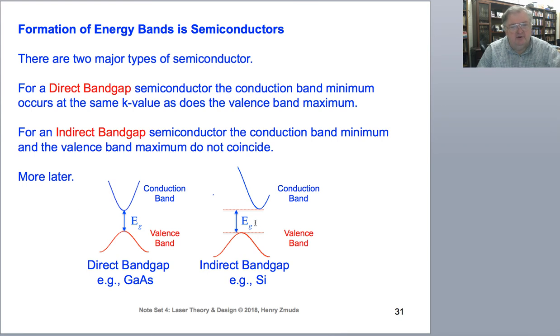There are other materials that are called indirect bandgap semiconductors, where the minimum of the conduction band and the maximum of the valence band, although there's still a gap, do not coincide. Silicon is an example of an indirect bandgap semiconductor. We find it is very difficult to make a transition from the bottom of the valence band to the top of the conduction band, and we'll see why that is a little bit later. It's why you tend not to see silicon or germanium lasers.